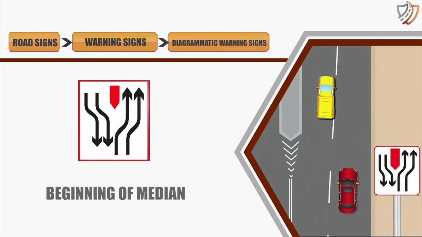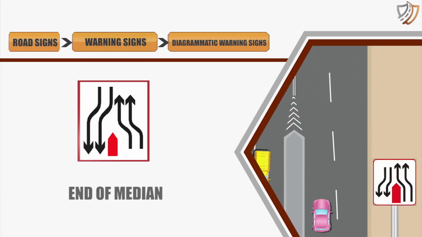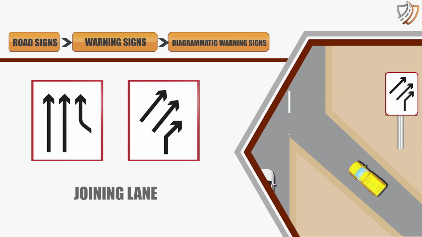Beginning or end of median. Beginning of median. This sign warns the motorist that a median is beginning in the roadway ahead. Motorists must be careful with the central divider or median. End of median. This sign warns the motorist that the central reservation or median is ending ahead. Motorists must be careful in this situation. Joining lane. Both these signs warn the motorists that a lane is joining ahead. It can be from right or left as shown on the sign.